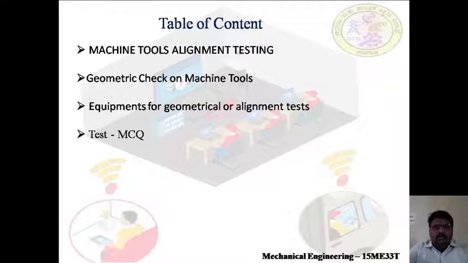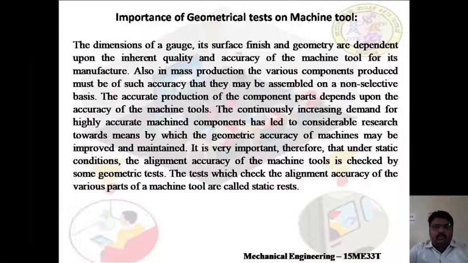Before we learn what machine tools alignment testing is, we'll first see the importance of geometrical tests on machine tools. The dimension of a gauge, surface finish and geometry depend upon the inherent quality and accuracy of the machine tool used for its manufacture. Also in mass production, the various components produced must be of such accuracy that they may be assembled on a non-selective basis. The accurate production of the component parts depends upon the accuracy of machine tools.